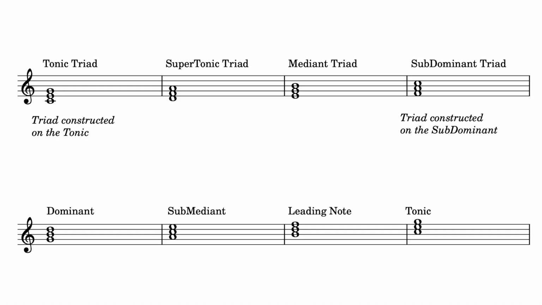So for example, we're in the key of C. The triad constructed on the tonic note, that's called the tonic chord. The triad whose root is the subdominant note, we would call that the subdominant triad or the subdominant chord. This, of course, would be the dominant triad built on the dominant note of the C major scale.